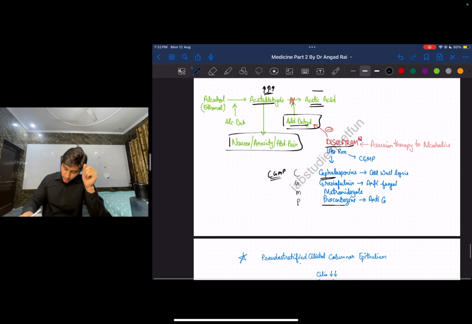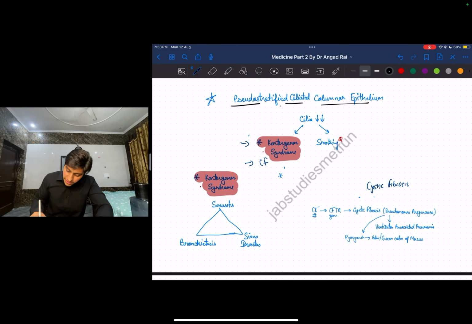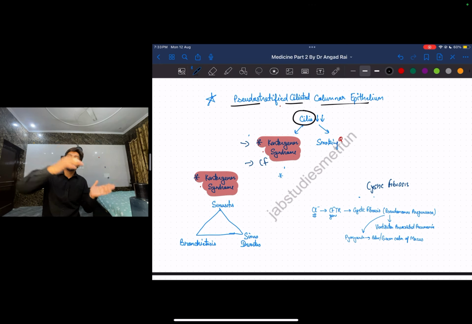Okay, guys. Now, just some general topics. Remember that most of our respiratory tract is lined by what epithelium, guys? Pseudostratified ciliated columnar epithelium. What is the role of cilia, guys? Cilia helps in motility. Cilia helps if there is accumulation of mucus. This mucus is going to be pushed out with the help of the cilia. Now, if the cilia are less, there will be problems, there will be infection, and the respiratory tract will basically get messed up.